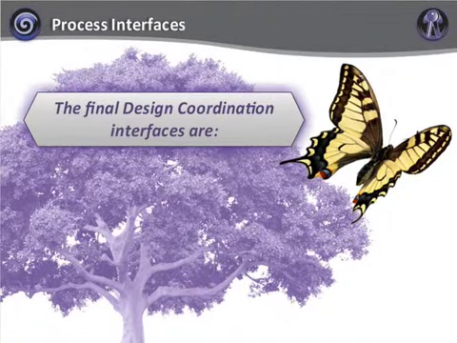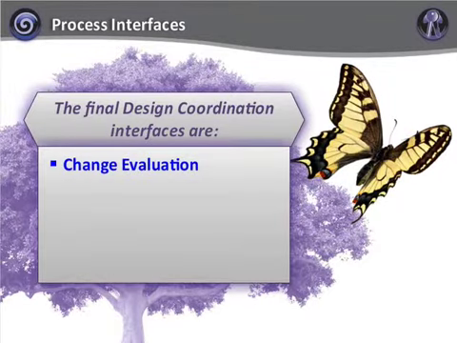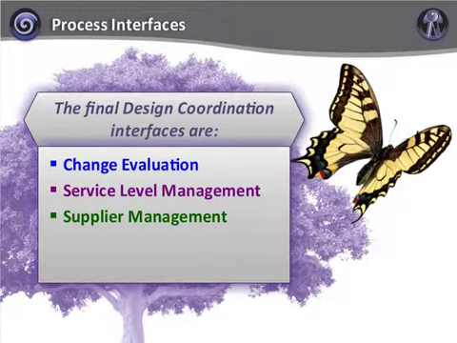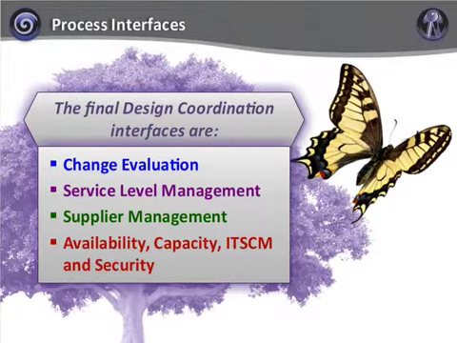The final design coordination process interfaces are change evaluation, which evaluates designs to make sure they meet the requirements. Service level management helps to define the targets that shape the design. Supplier management helps to ensure any third parties are properly managed as part of the design. And availability, capacity, ITSCM, and security. These processes are all involved in the design and make sure a service meets warranty requirements.